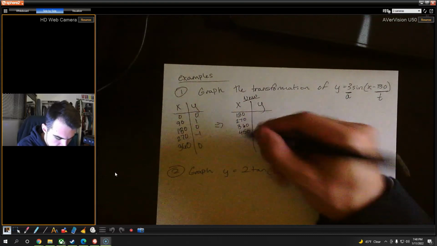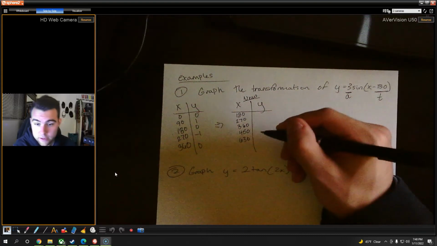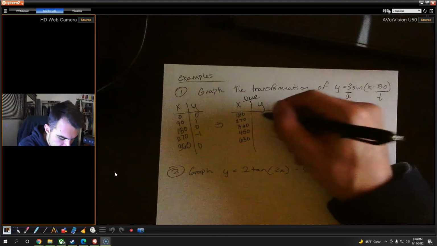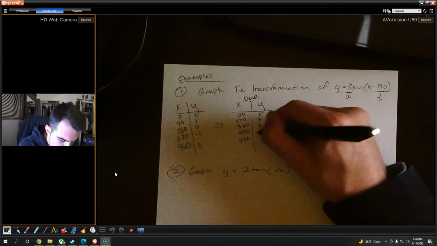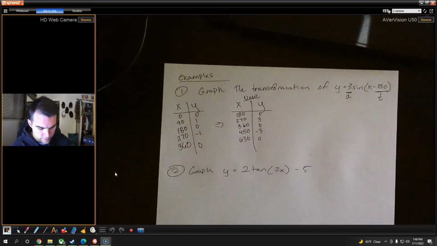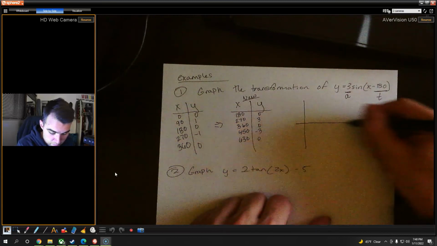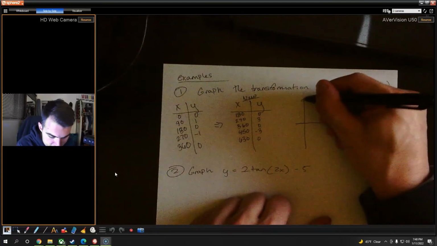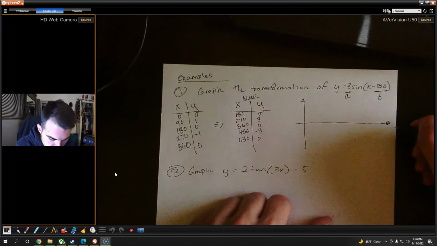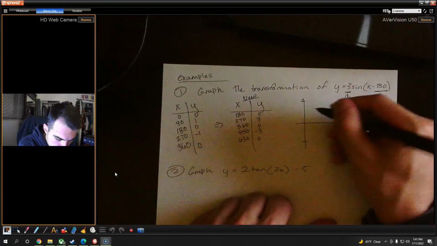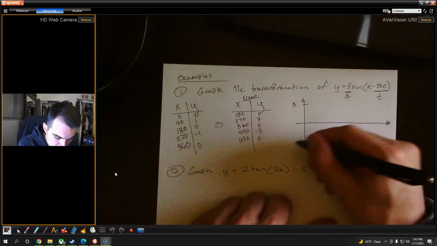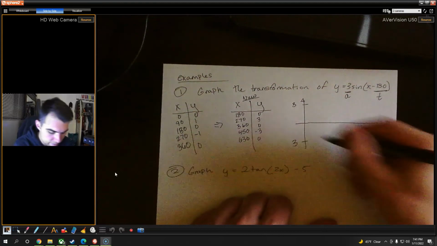Just adding 18, 630. Phew. All right, and then your y values are 0, 3, 0, negative 3, 0. Righty. So now we have our x and our y values. I'm really going to just consider the positive side of this because I only have positive angles to consider. And I'm going all the way down to negative 3 and all the way up to positive 3.